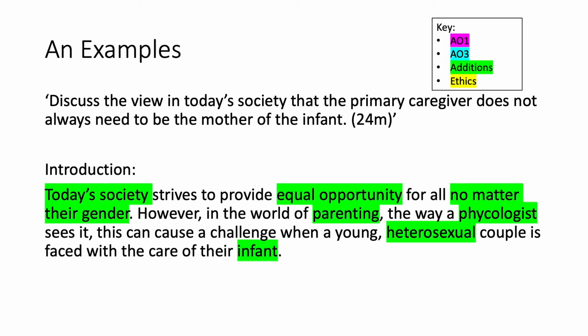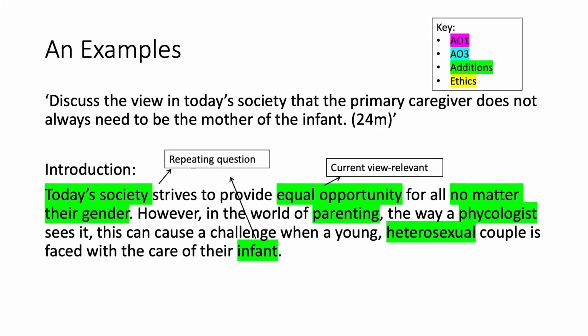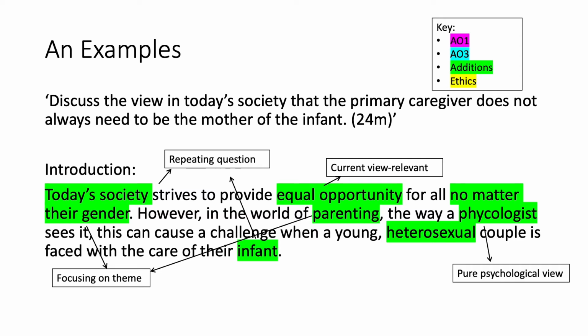Again, just repeating the question. So I've got today's society and infant from the question. I have included a view of today's society. And I'm focusing on the theme by including gender and the role of parenting. And then these 2 last words, I think, just make your essay more refined and show awareness and how you're purely talking about this as a psychologist. You know, you're writing very well.